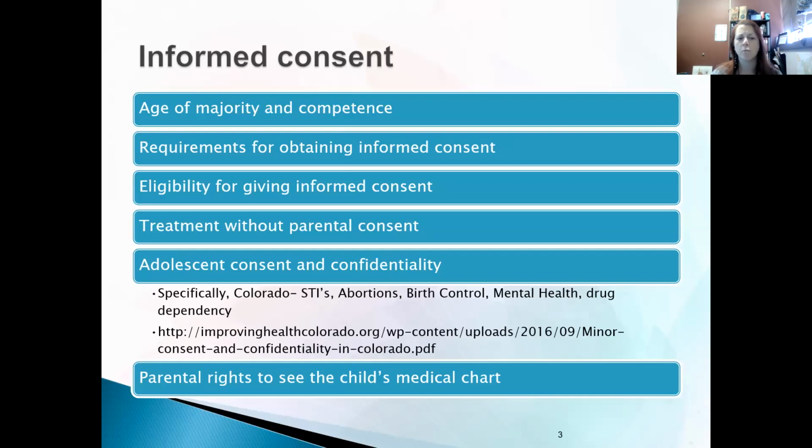So we always talk about that when we have an adolescent that comes in for treatment, of what that looks like. If we charge your insurance, your parents are going to see this. So you should probably talk to your parents about it, kind of thing. But we are going to give that information freely to the parents.